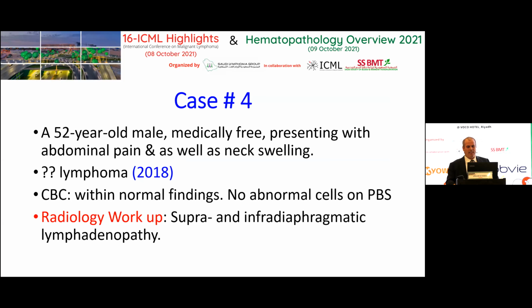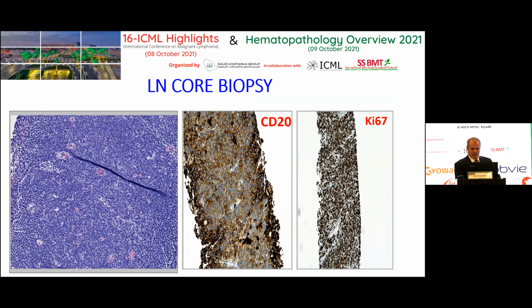A 50-year-old, medically free, presented with abdominal pain and neck swelling in 2018. CBC was normal, with no abnormal cells. Radiological workup detected lymphadenopathy, and a core biopsy was done. Looking at the morphology in the H&E, it looks blast-like. We did CD20 and Ki-67. CD20 is strongly positive and Ki-67 is high.